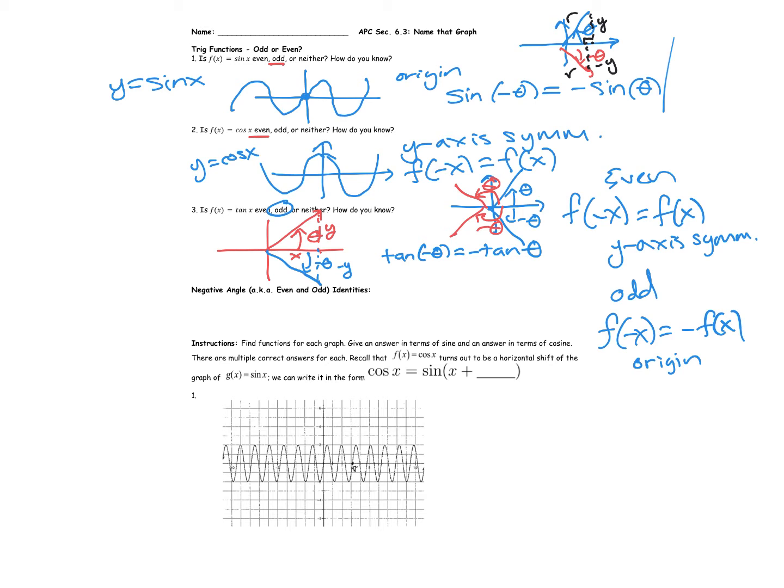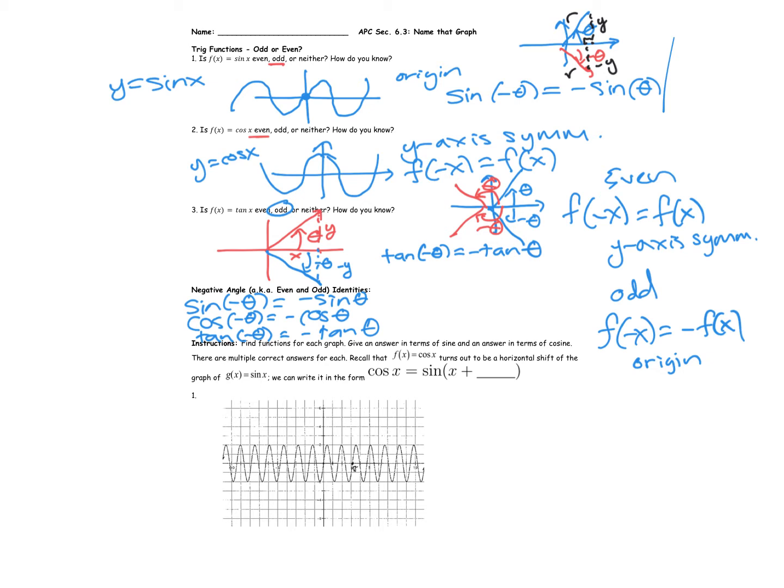Okay, so from there we can talk about the negative angle identities, which are just what we did before: sine of negative theta equals negative sine theta, cosine of negative theta equals cosine theta, and tangent of negative theta equals negative tangent theta, and the reciprocal functions follow suit as well. So you could do that for cosecant, secant, and cotangent.